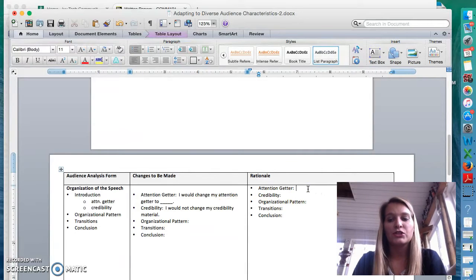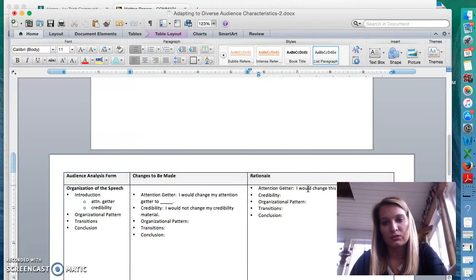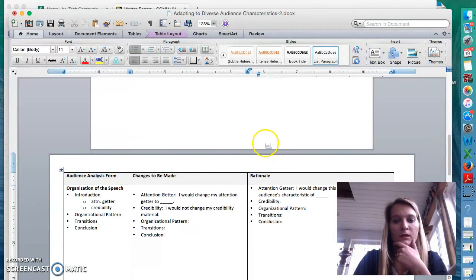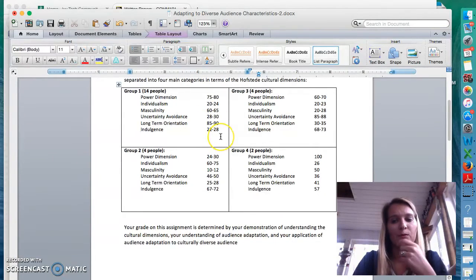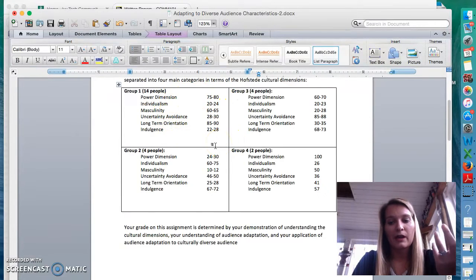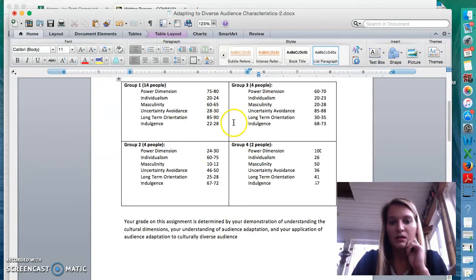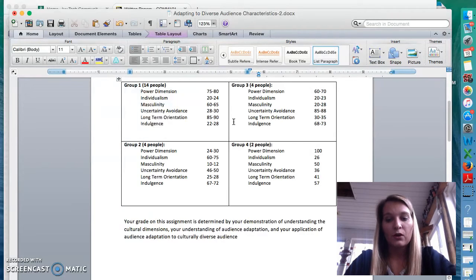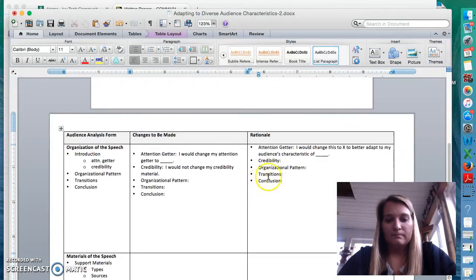Then you're going to give me your rationale for your changes or for not changing your parts of the speech. So, I would change this to X to better adapt to my audience's characteristic of... Okay, I'm going to look up here at my cultural dimensions that we've gone over a few times in class with different in-class activities. And be like, okay, well, I'm going to change this attention getter to X for this reason because my audience members have this score in this power dimension. So it's up to you to look at the power dimensions and figure out how you're going to play on those with your speech to better adapt to your audience so that it's more appealing to them and they're more intrigued by it.